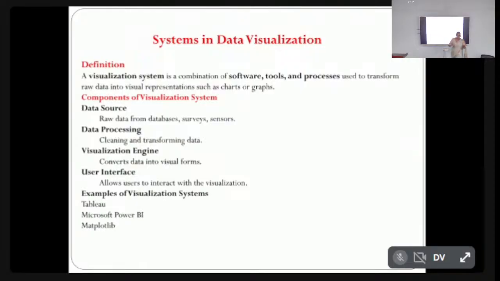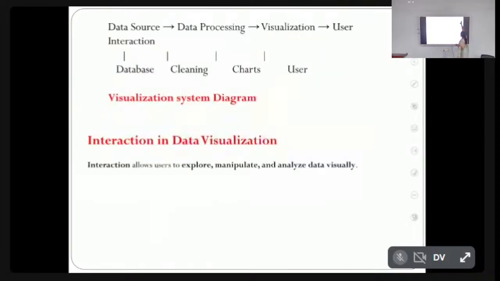Next, convert the data into visual form, means you just see the images of that. Next one is user interface, means you try to buy that product from that particular site. Is that clear? So, what are the different examples of visualization systems? That is Tableau, Power BI or MATLAB libraries, right? These are the different examples. So, this is the process of cleaning the data, right? You did not write this one.